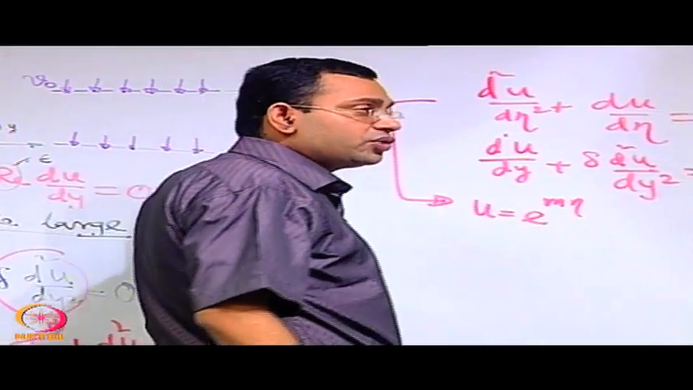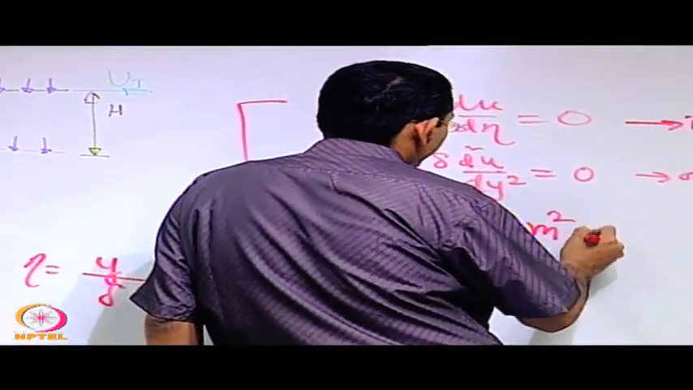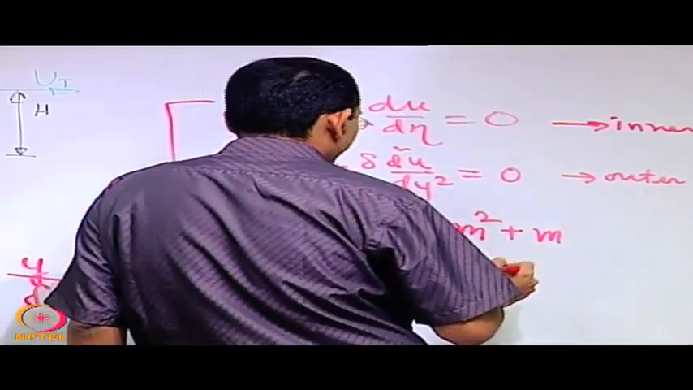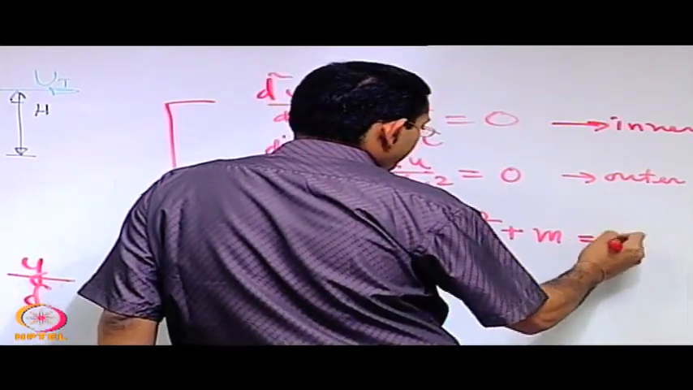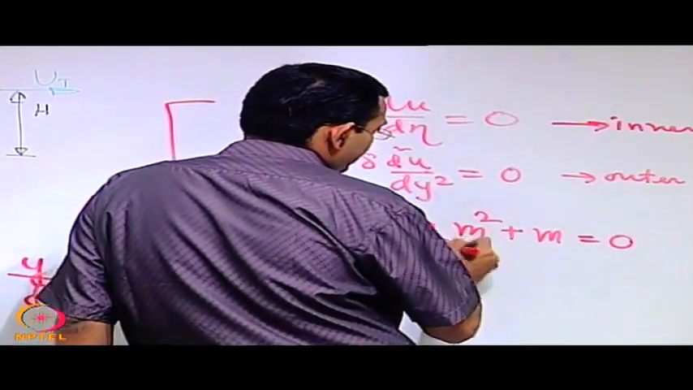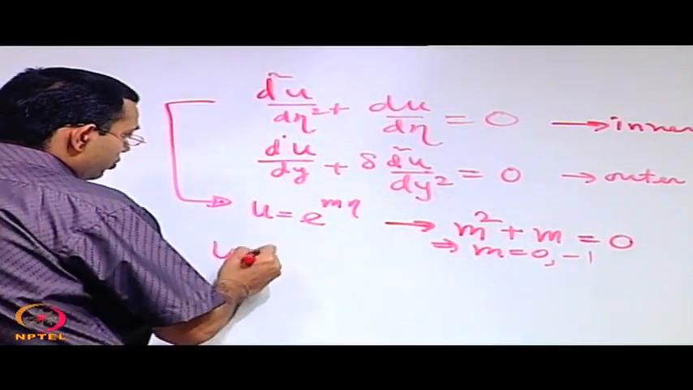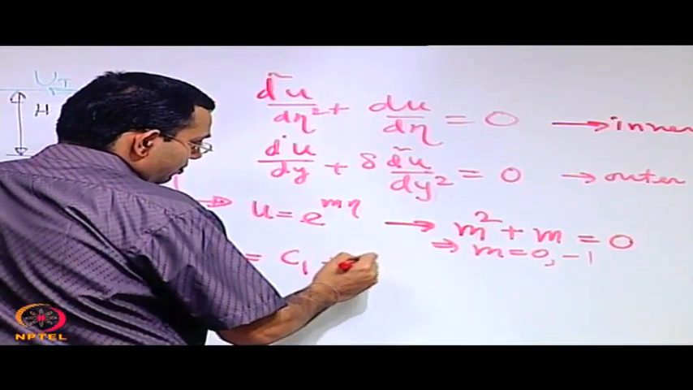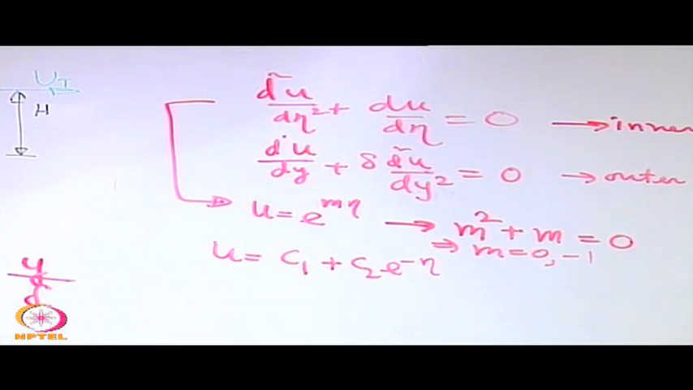So u equal to e to the power m eta, if it is the trial solution, then you have m square plus m is equal to 0, right. That means m is equal to 0 comma minus 1. So u equal to some C1 plus C2 e to the power minus eta. What is the boundary condition that you can apply on u?